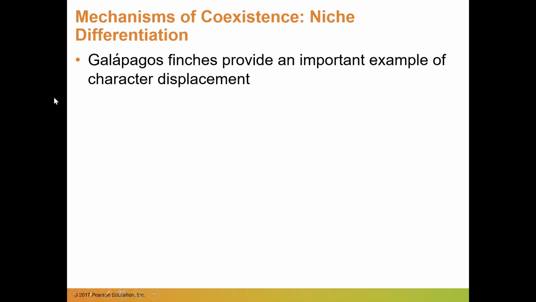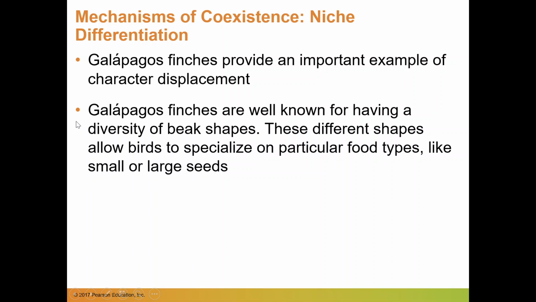So Galapagos finches are a great example of this. They're well known for having a diversity of beak shapes, and these different shapes allow birds to specialize in particular food types, cracking large seeds, eating a large amount of small seeds.